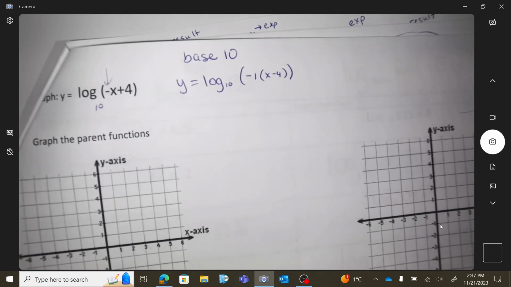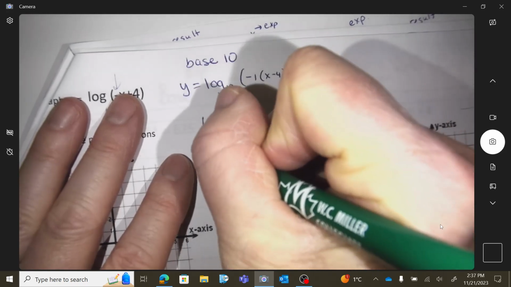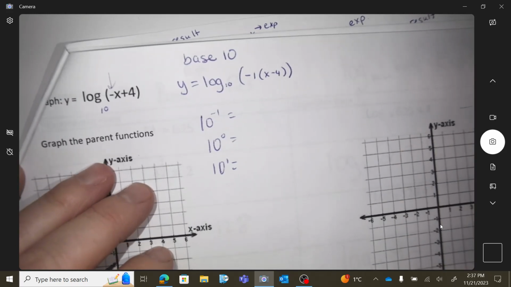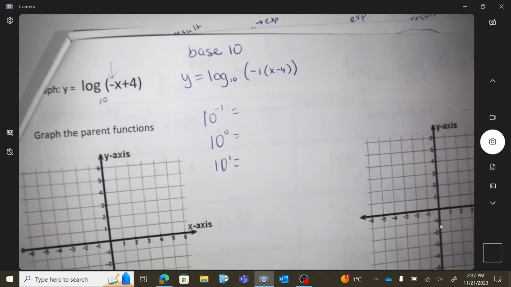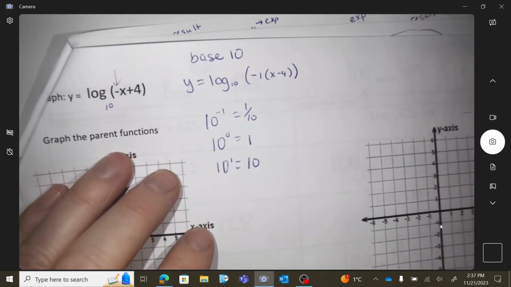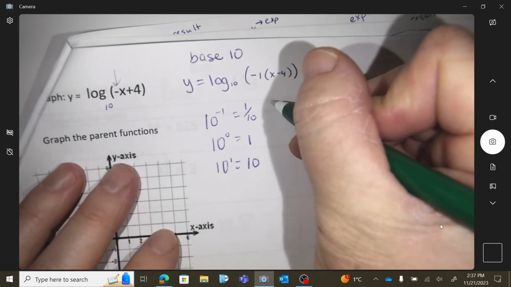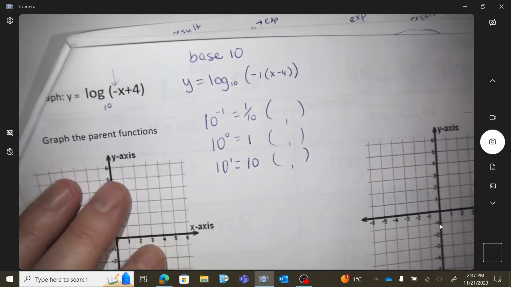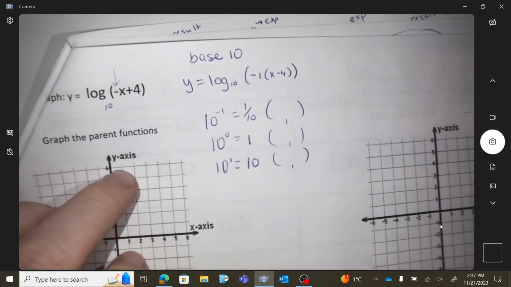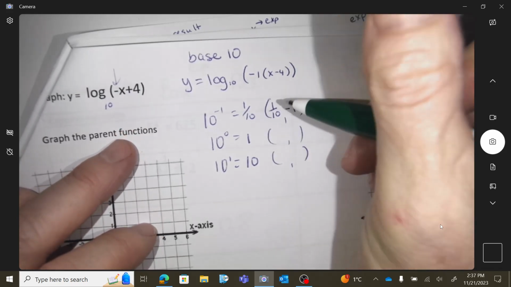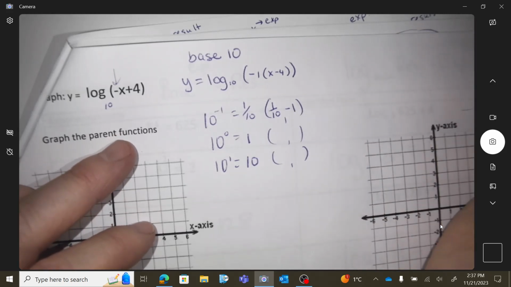Okay, so if my base is 10, I do 10 to the negative 1, 10 to the 0, 10 to the 1. Obviously you can keep going, 10 squared, whatever, but this is just kind of a nice start. 1/10, 1, and 10. So how do you write this as a coordinate? What, comma, what? So remember when it's a log, you do result, comma, exponent.